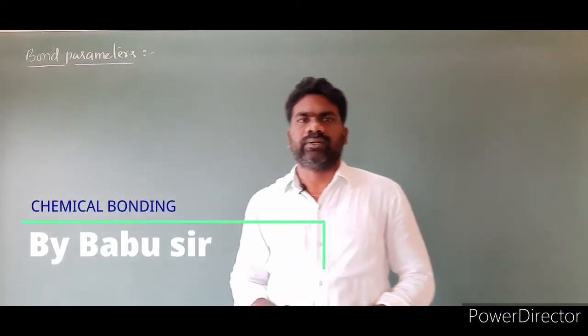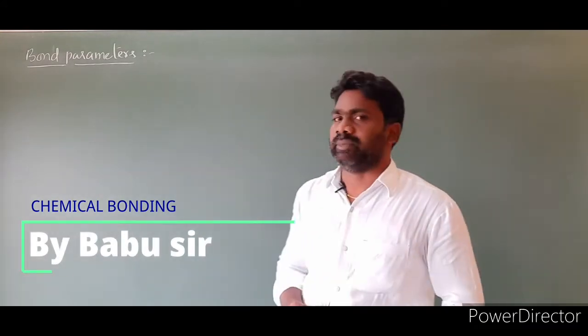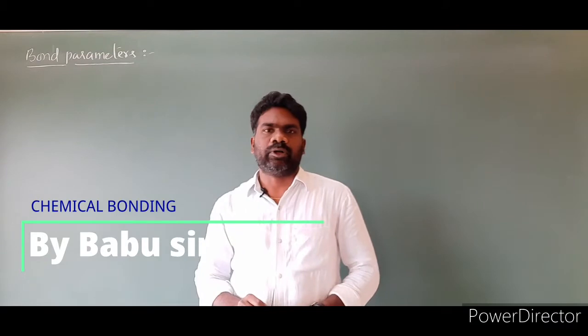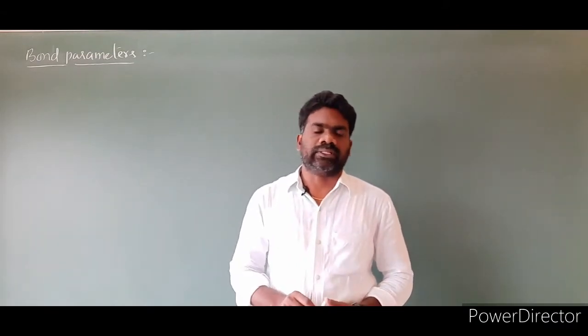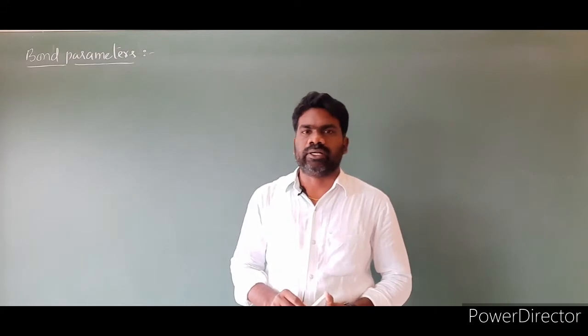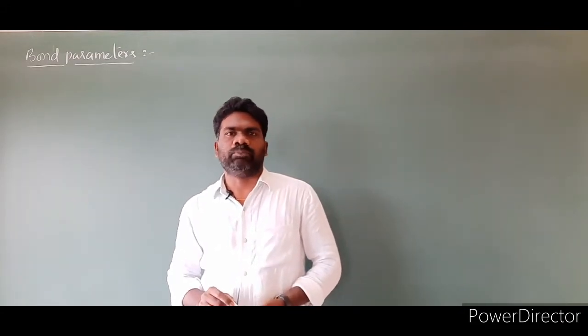Today I am going to start another important topic of chemical bonding, by the name bond parameters. There are different types of bond parameters. The first one is bond length, the second one is bond order, the third one is bond enthalpy, and the fourth one is bond angle.